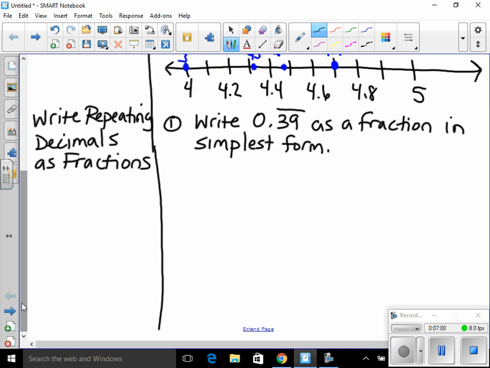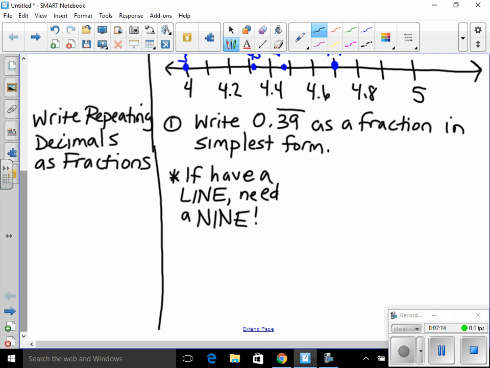So there's a little saying that I have. If you have a line, you need a 9. And that's a little rhyming saying so that you'll never forget it because it's different than the other numbers without the repeater bar, right? So every time you see that repeating line, you need 9s underneath it. Now you just can't put 1. If you have 2 numbers under the line, you need 2 9s. If you have 5 numbers under the line, you need 5 9s. If you only have 1, you need 1 9, right? So that's how it corresponds.